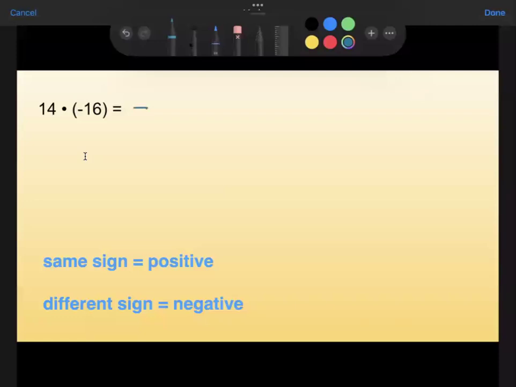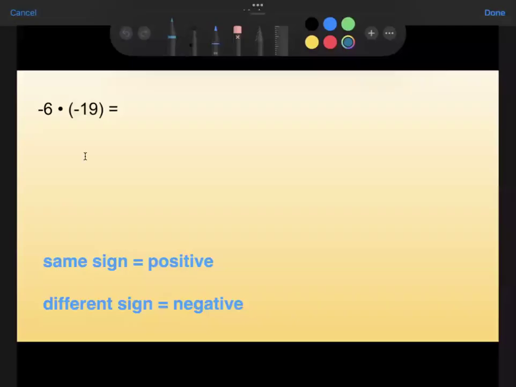Then all I have to do is 14 times 16, which is 224. And you can do that any way that you like. You can do it standard algorithm, partial product, area model, however you like to multiply. So if you break it up into 2 steps, first determining the sign and then performing the operation, you should be fine. So this would be -224.